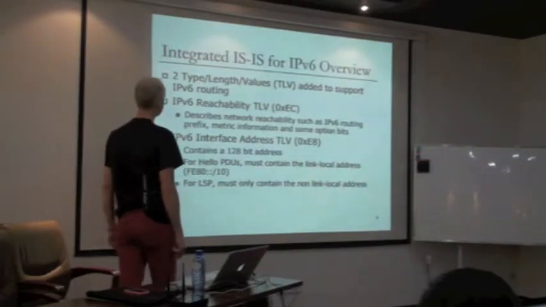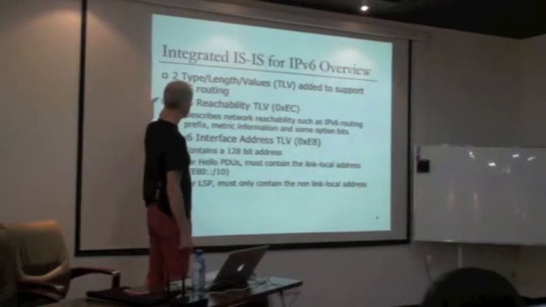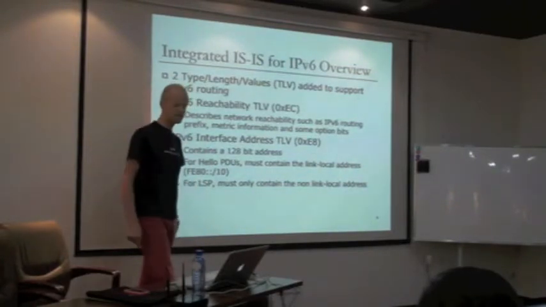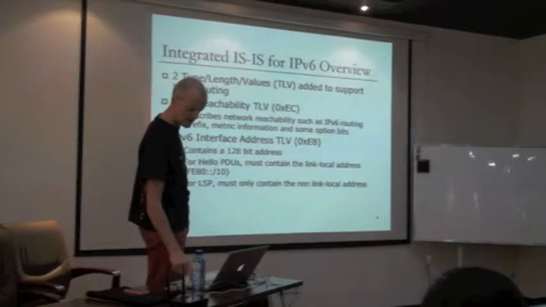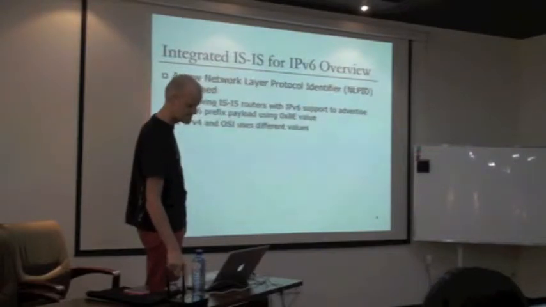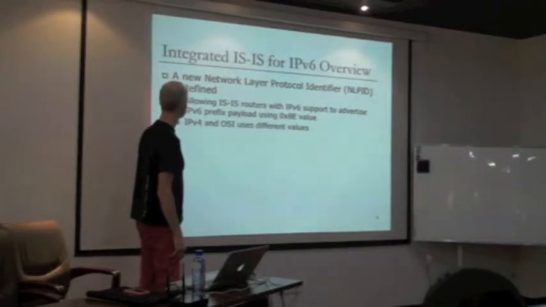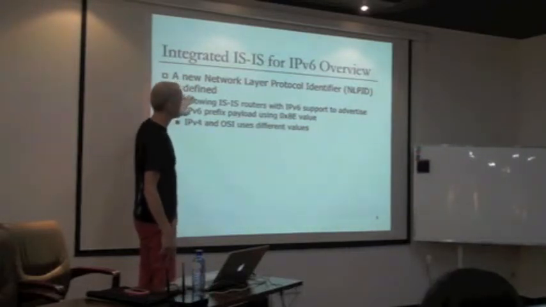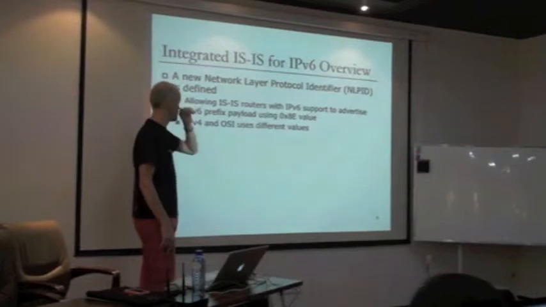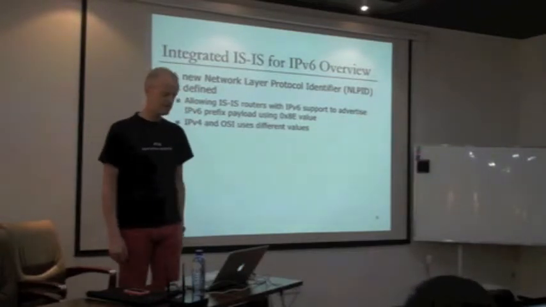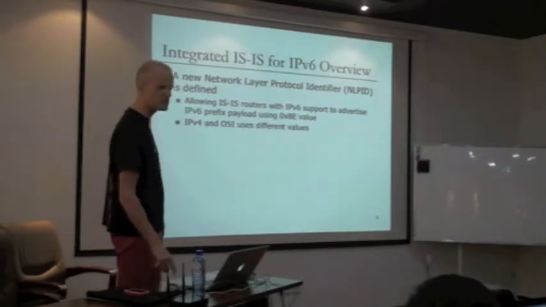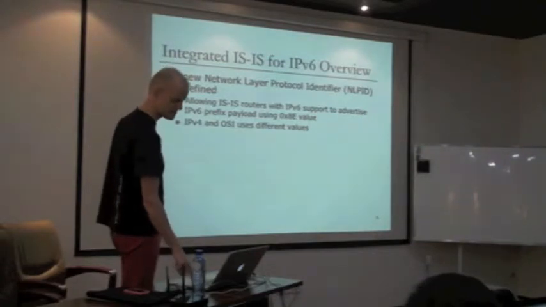We've got the two TLVs I mentioned, v6 reachability and v6 interface address, which doesn't really matter. And we've got a new network layer protocol identifier as well, which lets ISIS routers with v6 support advertise v6 payloads. So that's really been the only change, a minor change to the protocol.